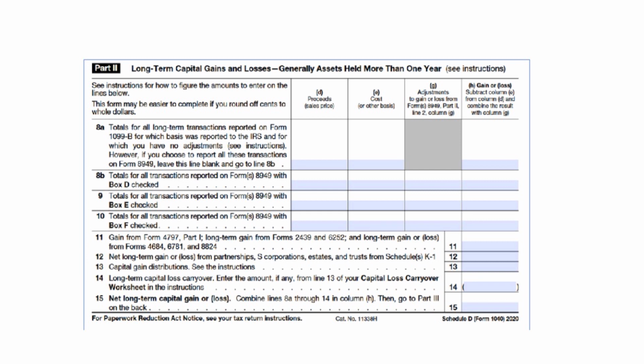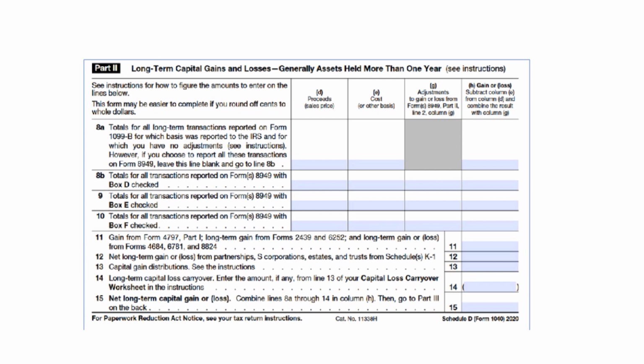And line 11, again, you have to put some gains from transactions involved in Forms 2439, 6252, 4684, 6781, and 8824. I think I mentioned before what those forms relate to. Okay. And now you move to line 12, if there is a net long-term gain or loss from partnerships, S corporations, estates, and trusts from Schedule K-1. Line 13, capital gain distributions. Line 14, long-term capital loss carryover.